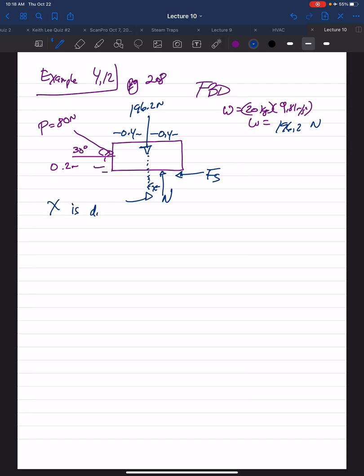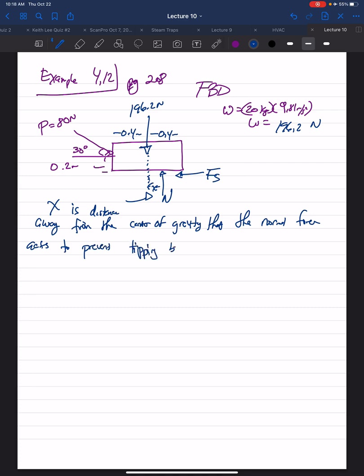X, we just said, is the distance away from, say, the center of gravity that the normal force acts to prevent tipping by the pushing or pulling force. And that's distance x.